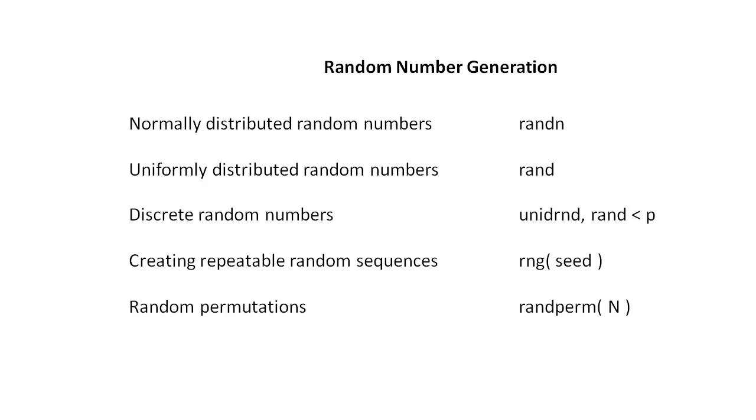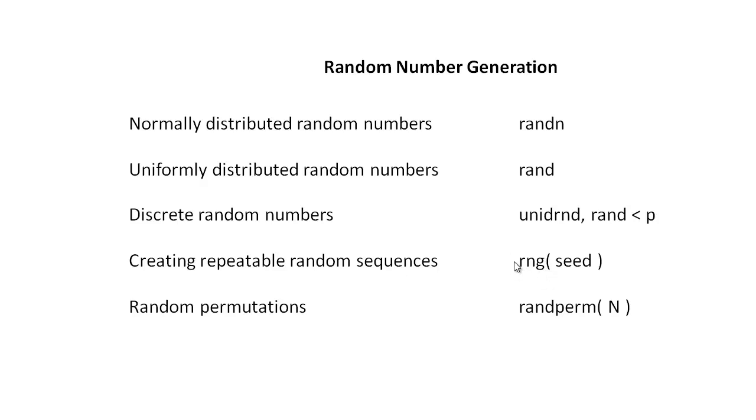In this screencast, I'm going to explain random number generation in MATLAB. The randn function can be used to generate normally distributed random numbers. The rand function can be used to generate uniformly distributed random numbers that are continuous between 0 and 1. The unidrnd function can be used to generate discrete random numbers.